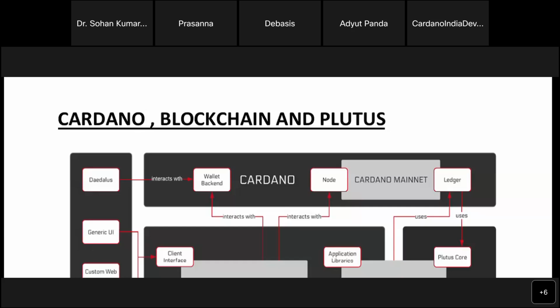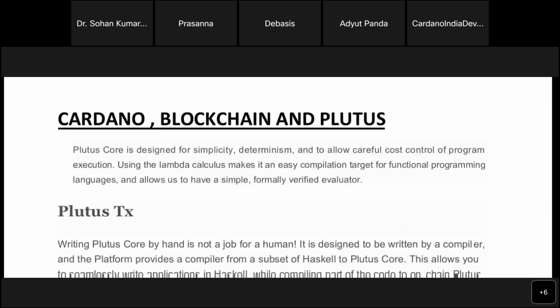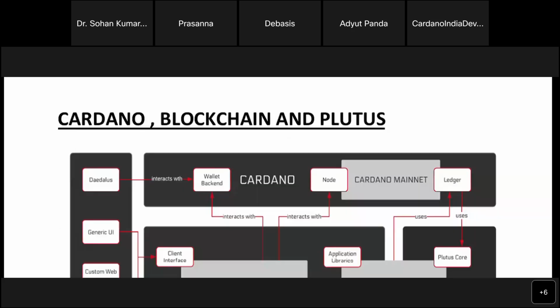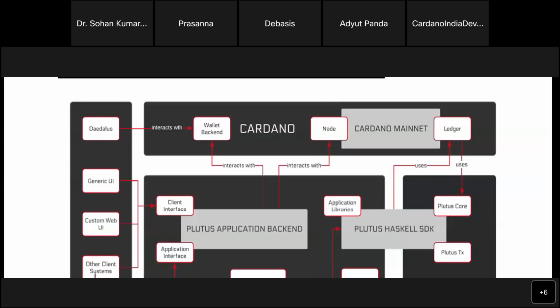In Plutus, what we can define, I am showing you another ledger here. You can see the ledger, all of you? There is a diagram of the Cardano blockchain and Plutus. Okay. So this is the wallet backend actually. This is the architecture of Plutus.